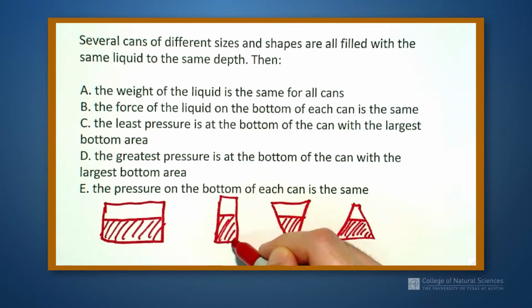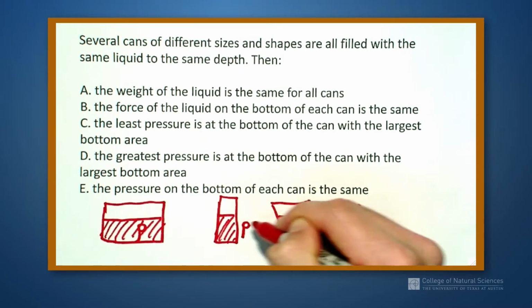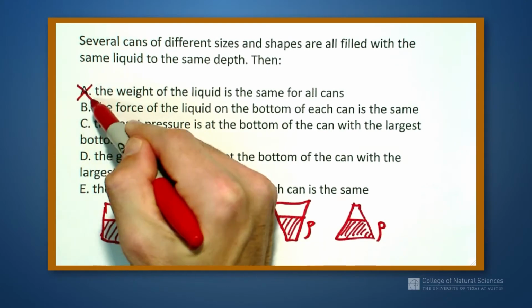Well, this is a small area. They all have the same density, right? They all have the same density of rho. This volume right here is a much smaller volume than that volume, which means this can weighs a lot less than that can does because of the liquid in it.